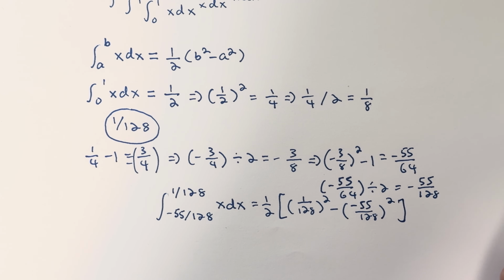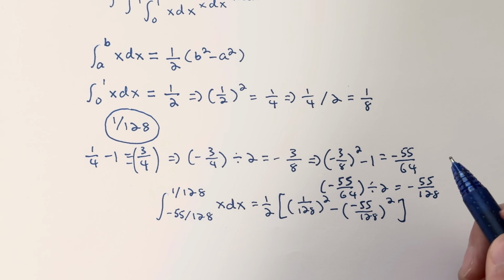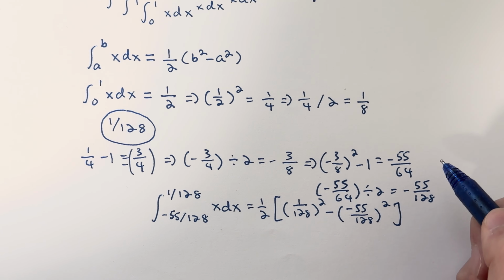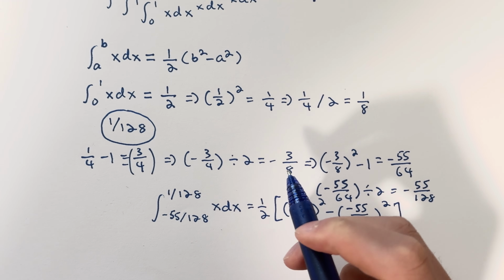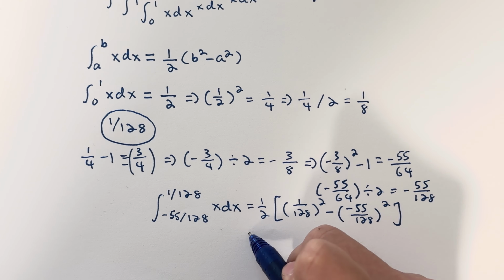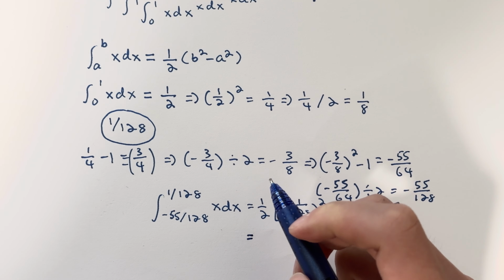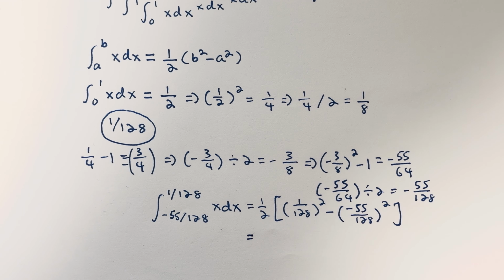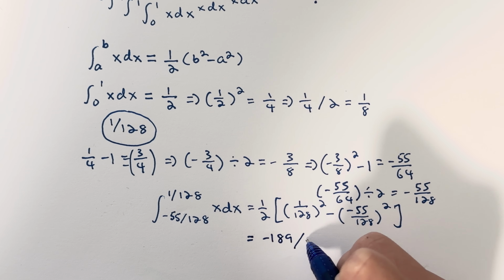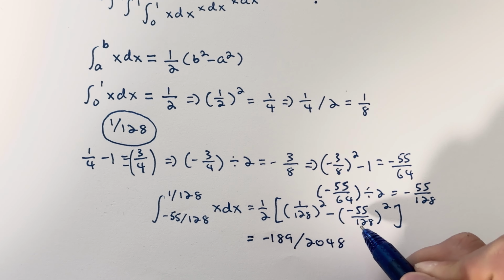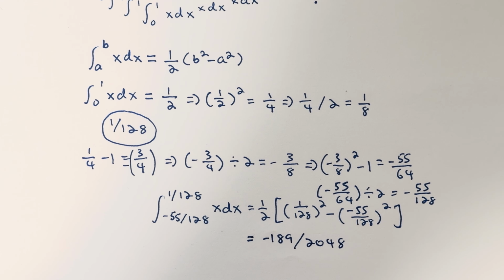And we don't need to square 55. Use the difference of squares: a squared minus b squared equals a minus b times a plus b. So after simplifying the fractions, we'll have negative 189 over 2048. There's some slight calculation here, but it looks complex, and with some basic logic and a bit of arithmetic cleverness, we can crush an MIT integration problem.